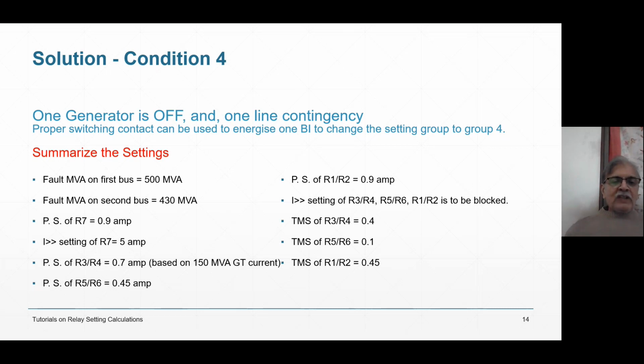PS of R3, R4 is 0.7 because now one generator is on, right? So PS of R5, R6 is less, 1.05 by 1.3. PS of R1, R2 is more than 0.7, 1.3 divided by 1.05 of 0.7. That gives me 0.9, right? And I double greater than setting, I'm blocking. TMS of R3, R4 is 0.4. TMS of R5, R6 I need not change because there is only one line. There is nothing like backup. 0.1. TMS of R1, R2 on the similar line is 0.45.